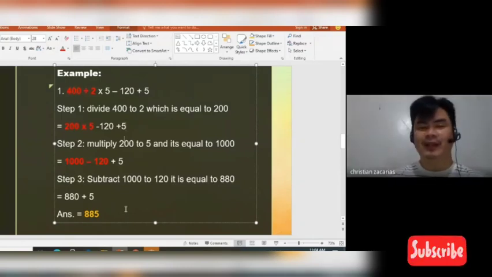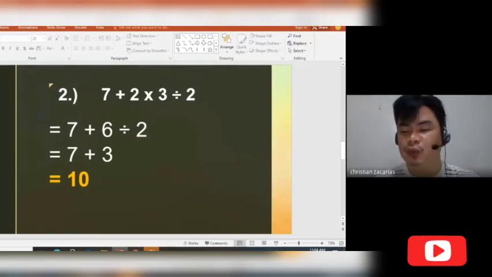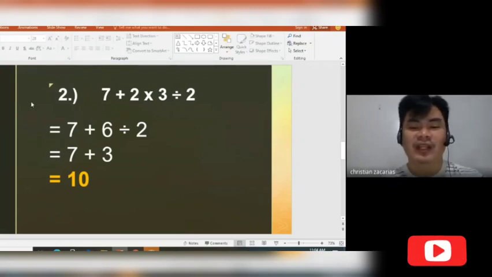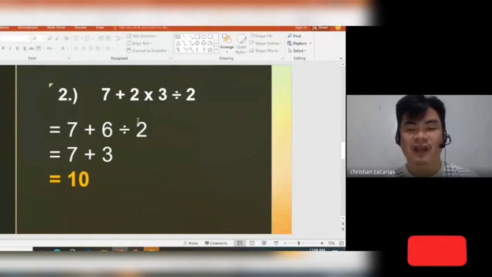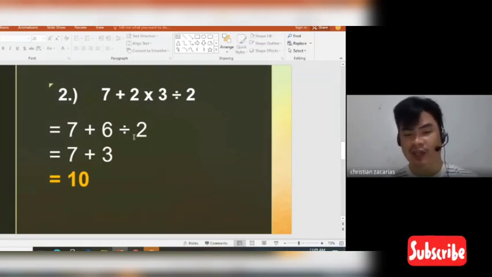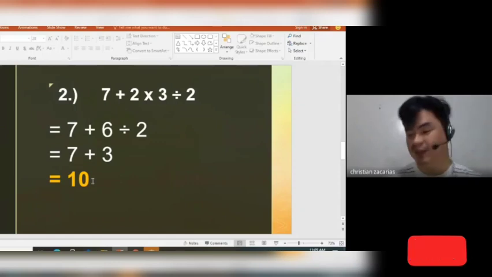Okay? Now, another example is here. Ayan. So, 7 plus 2 times 3 divided by 2. Okay? Now, so we started here. Since may multiplication tayo, yun ang inuna natin. So, we got 6. Yung 7 and divided by 2 is just copied. Next one, we add. Okay? Sorry, we divide. Kasi may division tayo. So, 6 divided by 2, we got 3. And then 7, just bring it down. And then 7 plus 3, we got 10. So, ganun lang naman siya. Okay?